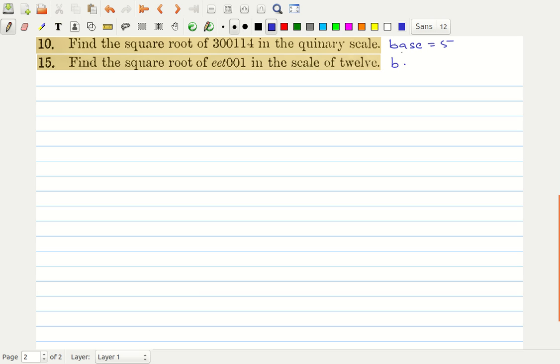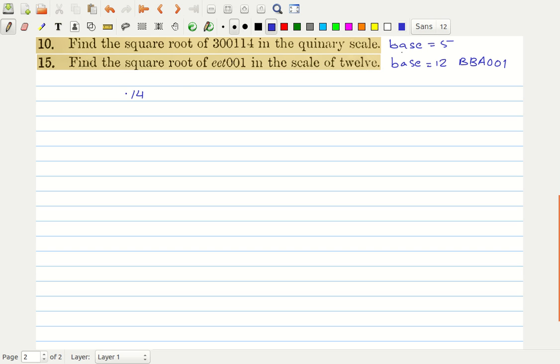So base is 12 and the number E means 11, so we will call it B. I'm just using A for 10, B for 11, C for 12 and so on, right? So this is B, B, A, which is 10, 0, 0, 1. Okay, so these are the two numbers. So let us look at the first problem, which is the square root of 300,114. So again we'll group this number in groups of 2.